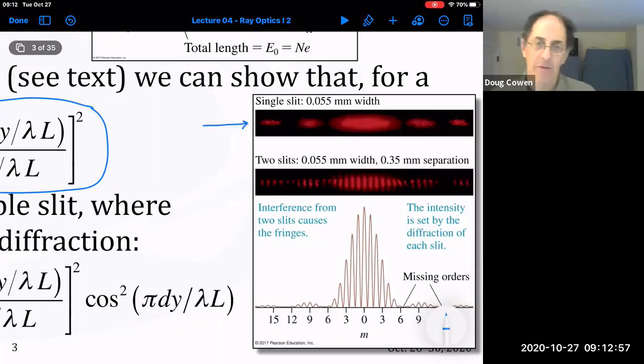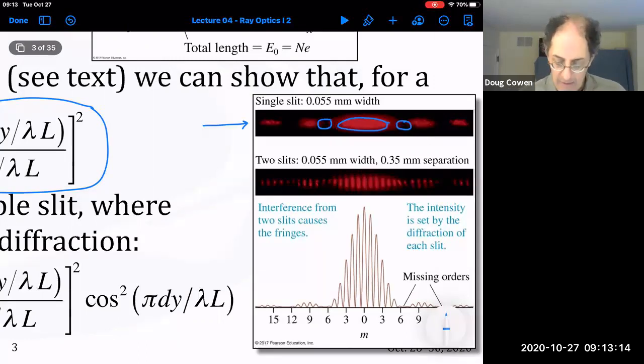This top image shows what you get from a single slit. So you see this bright central maximum, and then the first minimum, the first dark fringe on either side, and then there's a secondary maximum here, and then the second dark fringe is over there, and so on. So that's the pattern due to a single slit.